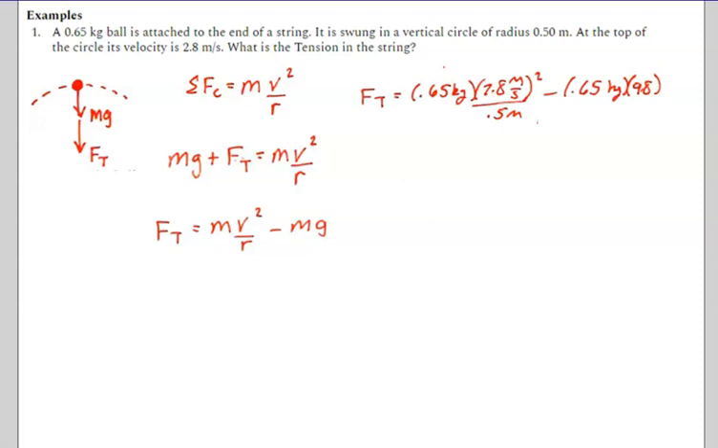Now we can just plug in our numbers. We have 0.65 times 2.8 squared divided by 0.5 minus 0.65 times 9.8, which gives us 10.2 newtons minus 6.4 newtons, and a tension of 3.8 newtons.